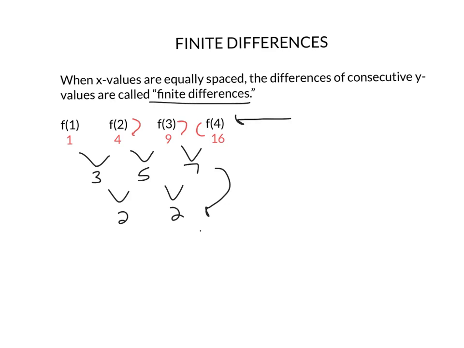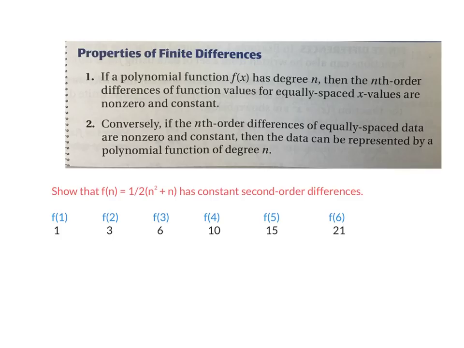When the x values are equally spaced, the differences of consecutive y values are called finite differences. So my x values are equally spaced because my x's were 1, 2, 3, and 4. The numbers down here are my y values, or my f of x. Okay, a couple properties of finite differences.